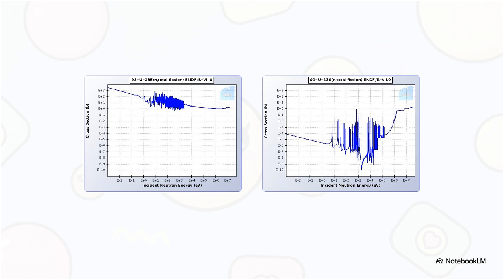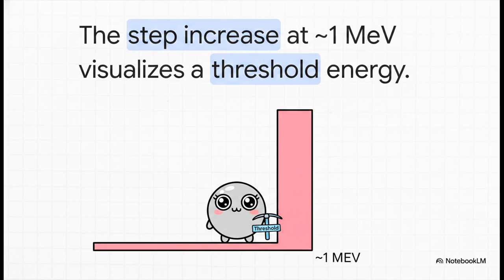But then, as you move up the energy scale, boom, right around 1 MeV of incident neutron energy, there is this massive, sudden step increase. That step right there, that's our smoking gun. It is the definitive visual proof that a fertile material like U-238 has a required threshold energy for fission. Below roughly 1 MeV, it barely fissions at all because it simply does not have the energy to overcome that 5.7 MeV barrier we talked about earlier.